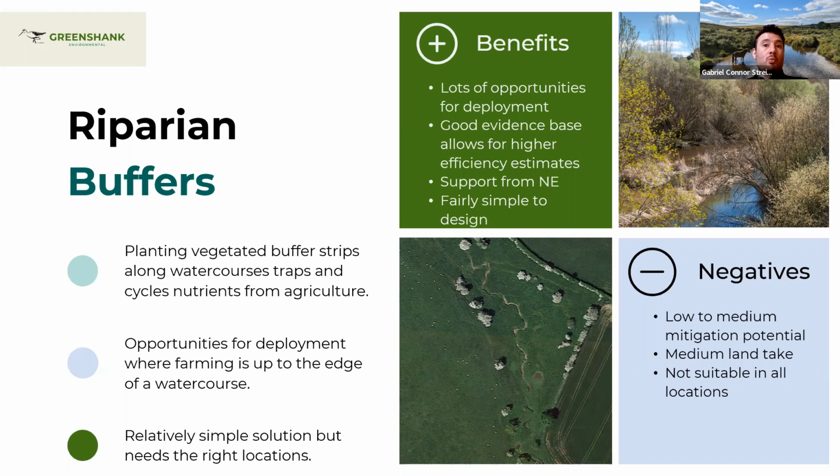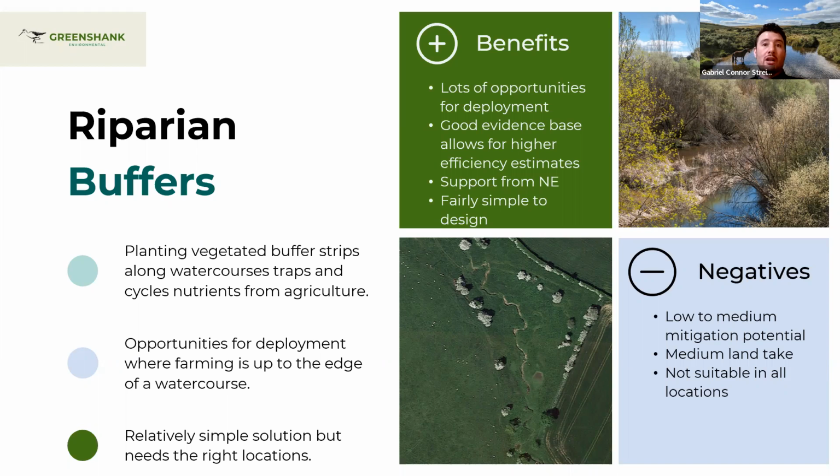As mentioned previously, we think that there's actually lower to medium mitigation potential for these schemes, but because you can deploy them in quite a lot of locations, there's lots of opportunities. The fact that there's perhaps a lower mitigation potential than you'd get from, say, a big strategic wetland scheme means that there's still good opportunities to do more of them in order to generate a decent amount of mitigation.